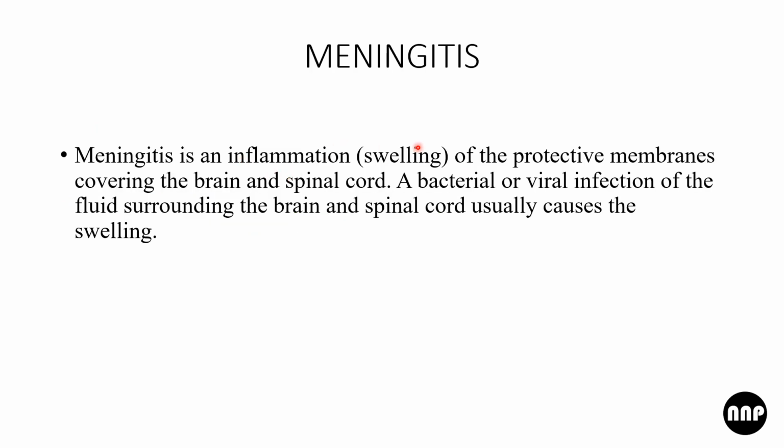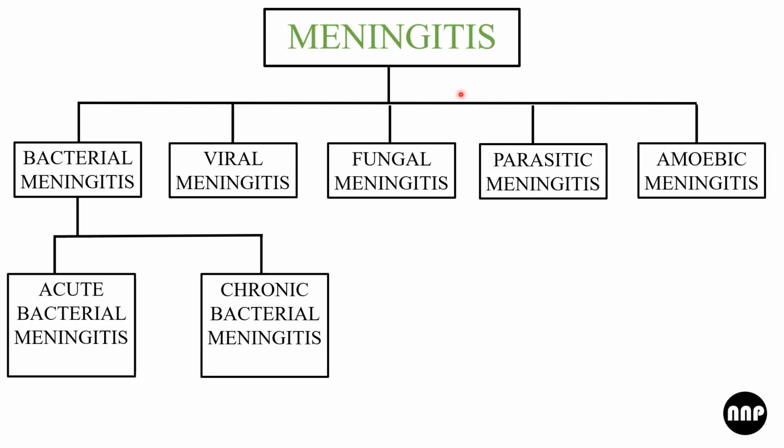Meningitis is an inflammation of the protective membranes covering the brain and spinal cord. A bacterial or viral infection of the fluid surrounding the brain and spinal cord usually causes the swelling. So we can divide meningitis on the basis of the pathogen causing it. For example, bacterial meningitis, viral meningitis, fungal meningitis, parasitic meningitis, and amoebic meningitis. In bacterial, we will be discussing acute bacterial meningitis or pyogenic meningitis and chronic bacterial meningitis.